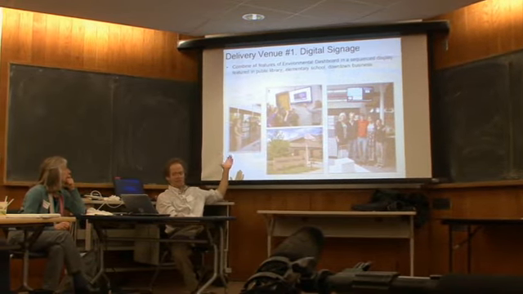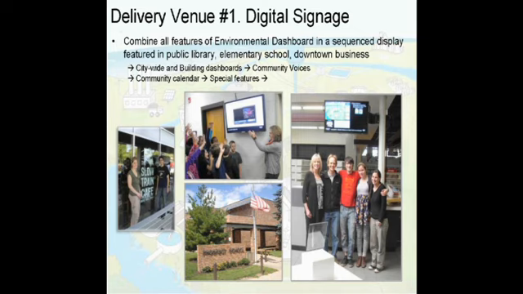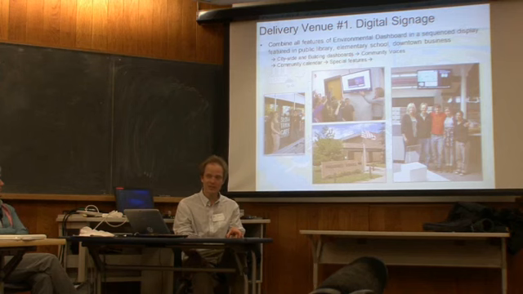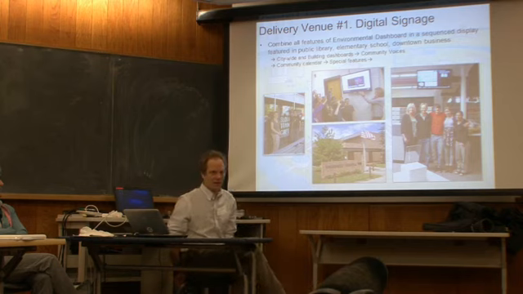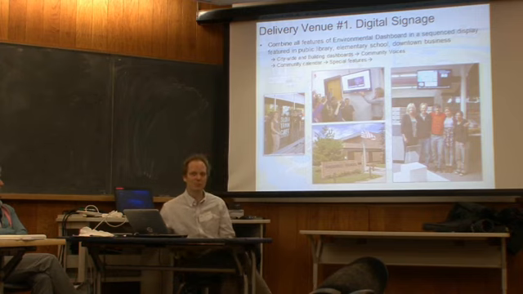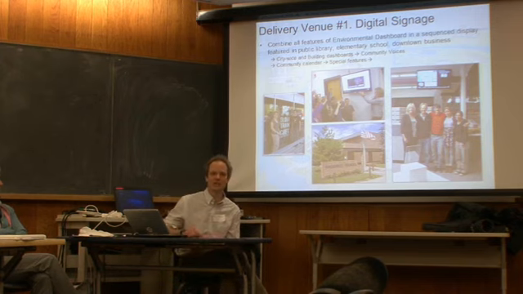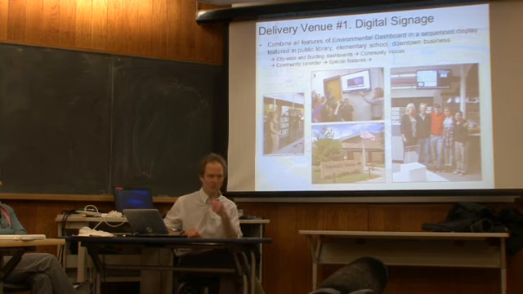Right, so we've already talked about this. The digital signs we see as a key venue for delivering this, so the information is right in front of people where they are as opposed to them having to go someplace. These combine all the features of Environmental Dashboard. They're sequenced, so it will go through Citywide and Building Dashboard. Each sign can have location-specific content, so the Building Dashboard content displayed in our public library is showing electricity and water use in the public library, in that building, not at other buildings. And then community voices. And then there's also the potential for whoever is hosting that sign to insert lots of content that's specific to their organization.